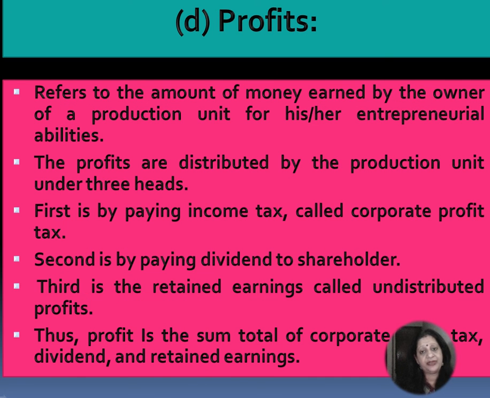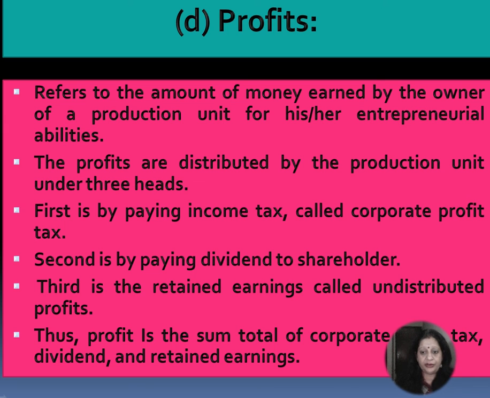Profits. It refers to the amount of money earned by the owner of a production unit for his or her entrepreneurial abilities, whatever abilities that he is using in the production of goods or services during a financial year. After giving that commodity in the market, whatever amount the person is earning is known as the profit. The profits are distributed by the production unit under three heads. First head, by paying income tax, called corporate profit. Second head, by paying dividend to shareholders. And the third is the retained earning, called undistributed profit.